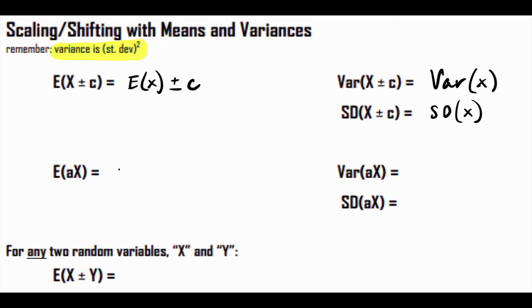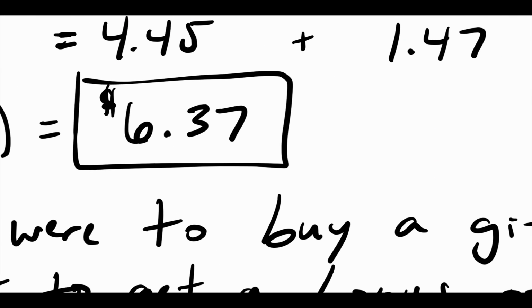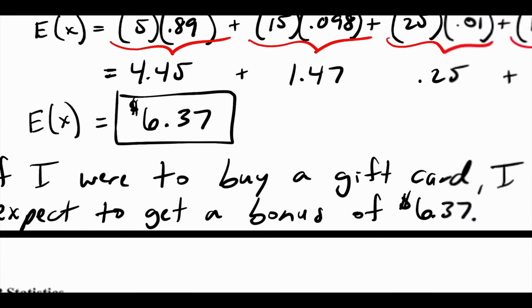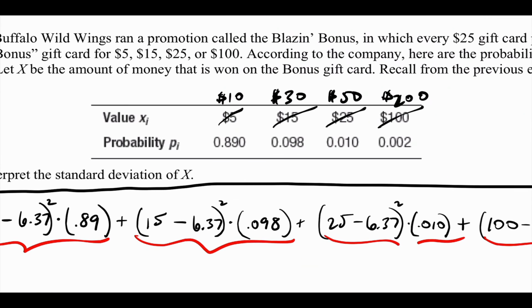So I would take whatever a is and multiply it times the old expected value. The old expected value was $6.37. If I were to double everything, the new expected value would be $12.74. Okay. What about standard deviation? Would that double or would that stay the same?